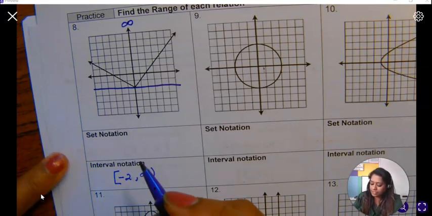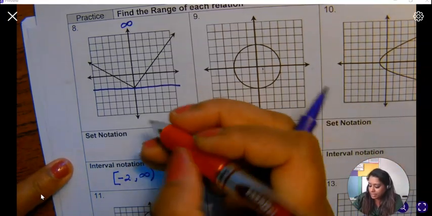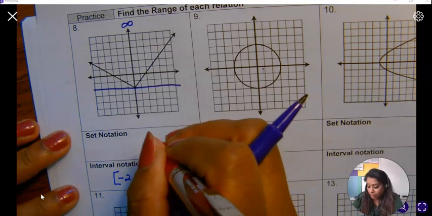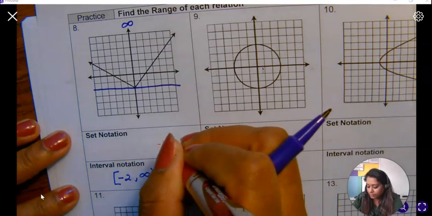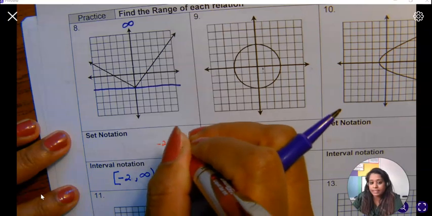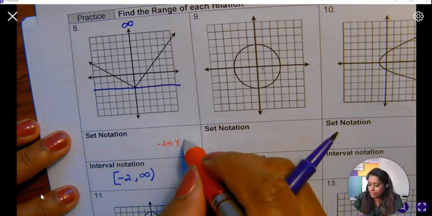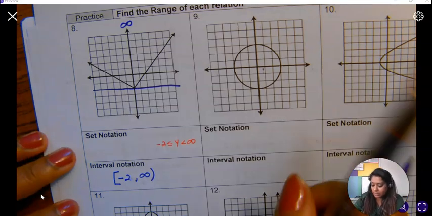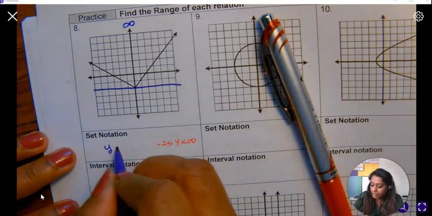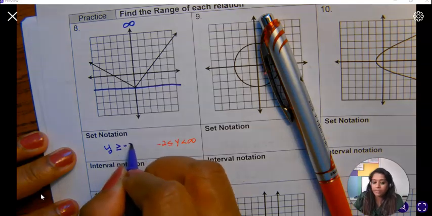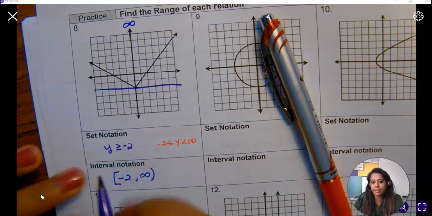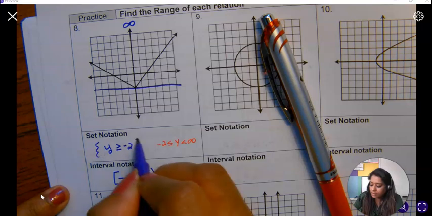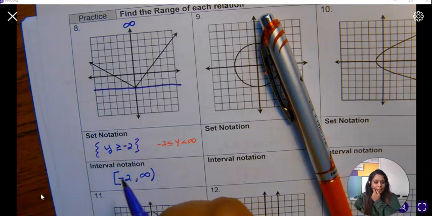So for set notation, instead of saying this, which is not wrong, we're going to say y because we're talking about the range. This is not wrong, but it's a better way to say it. We're going to say that y is greater than or equal to -2. So that's it. Okay.